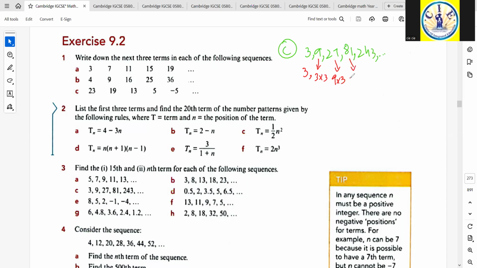Then 81 is obtained by multiplying 27 by 3. And then 243 is obtained by multiplying 81 by 3. So each next term is obtained by multiplying the previous term by 3. So we can say that the nth term would be in this format.